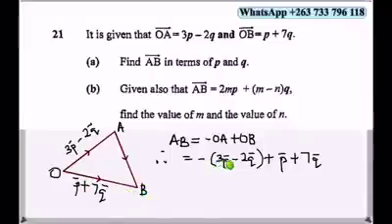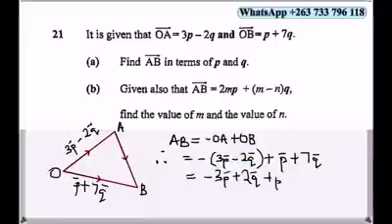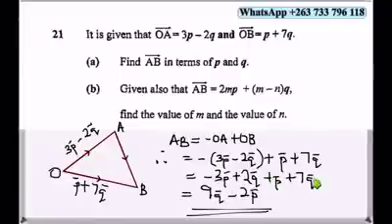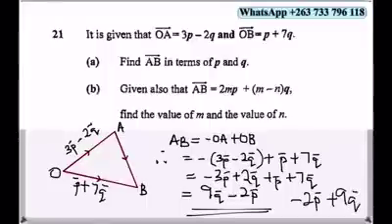So it's minus OA plus OB. We put this negative because we are going against the arrow, so this negative will affect all the signs in the bracket. So this becomes minus 3p plus 2q plus p plus 7q. Then we group the like terms: minus 3p plus p is minus 2p, then 2q plus 7q is 9q. So this is our final answer, or you can express it as minus 2p plus 9q. So these are vectors.